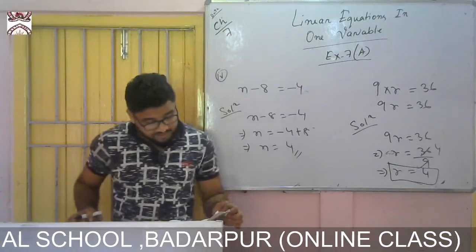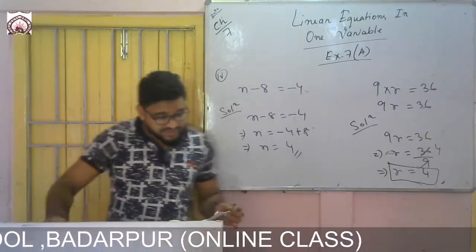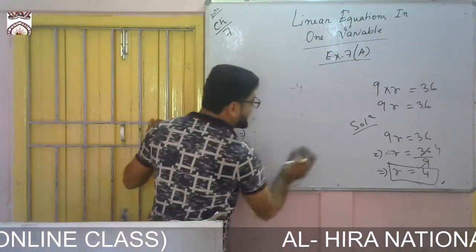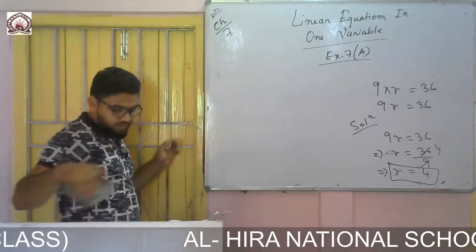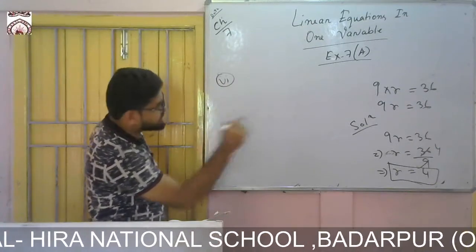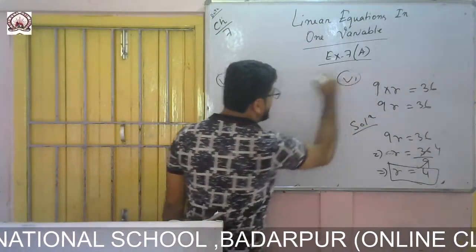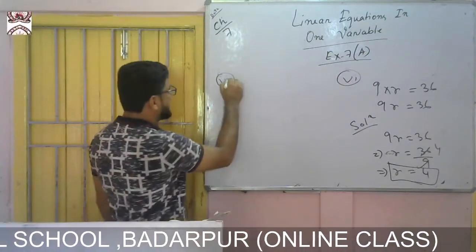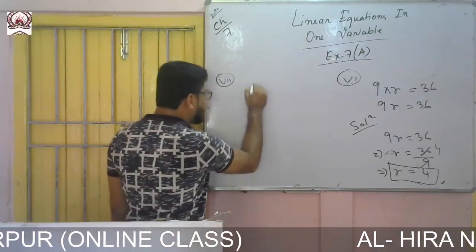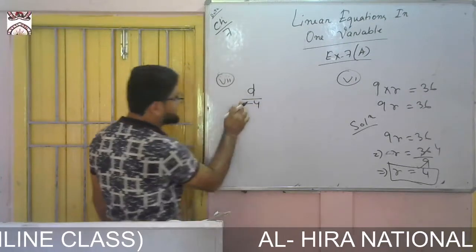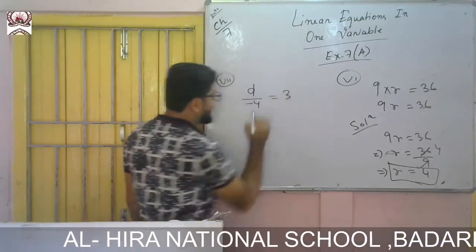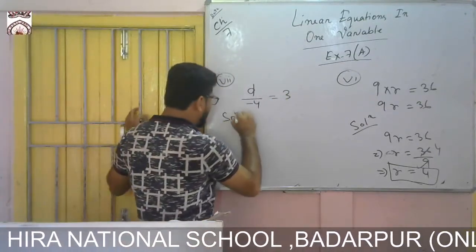Now come to question number 7. If d is divided by minus 4, the result is 3. Sorry, this is question number 6. If d is divided by minus 4, this is division, and the result is 3. So that is the equation. Now find the solution.